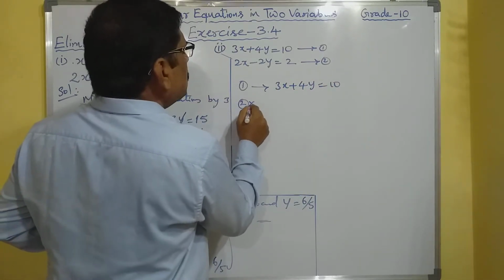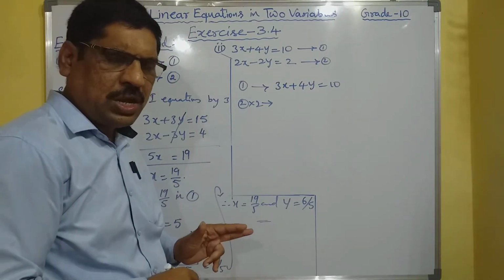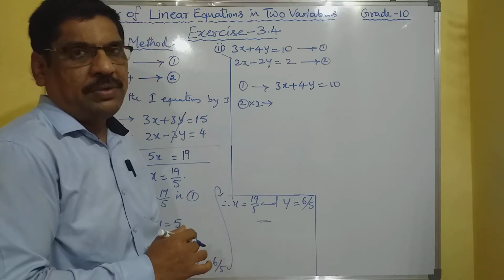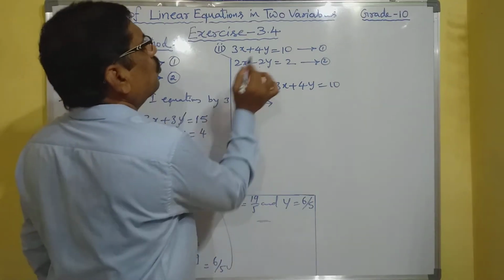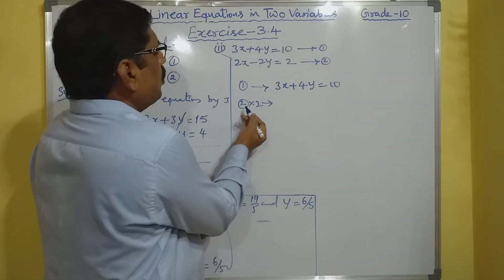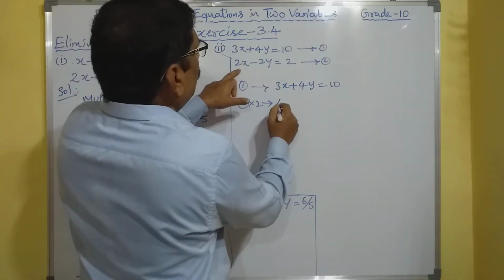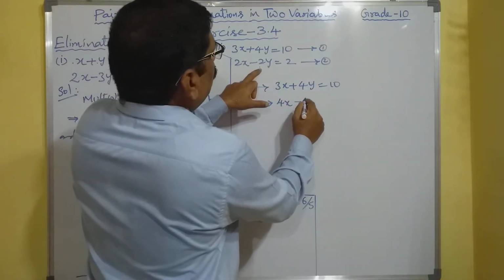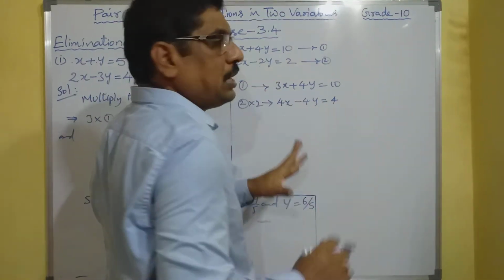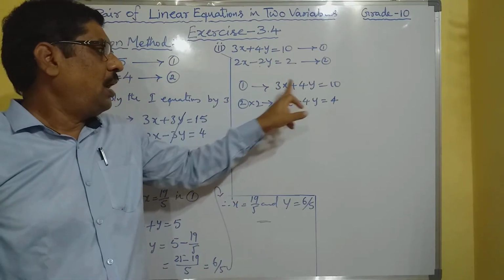Now, can you imagine with what number we should multiply the second equation in order to get the same numerical coefficient for y? Here, there is 2. So, we should multiply with another 2 to get 4. That's why I am going to multiply the second equation with 2. So, 2 into 2, 4x. 2 into minus 2, minus 4y. 2 into 2, 4.